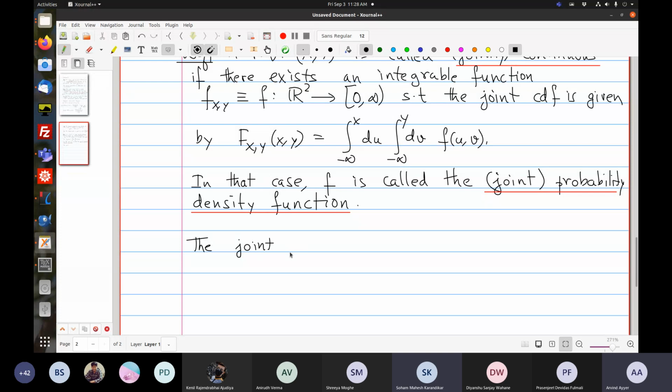Right. So it's x. That's correct. So it's the mixed partial derivative. So the joint density is given by f_XY, which is the second partial derivative of capital F with respect to x and y. So you have to take the mixed partial derivative. Okay.